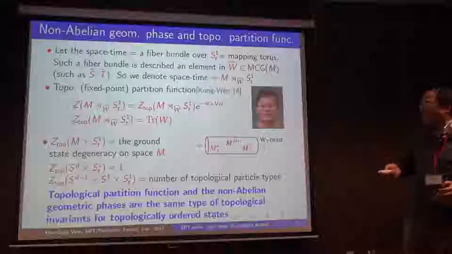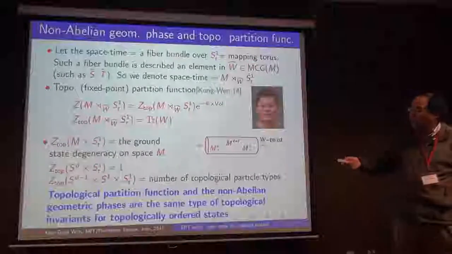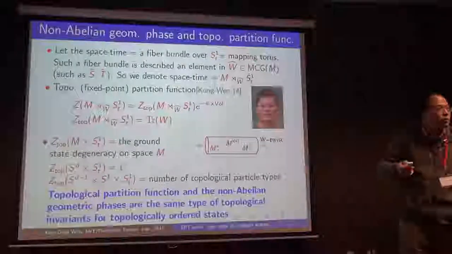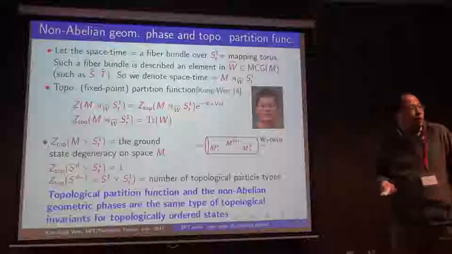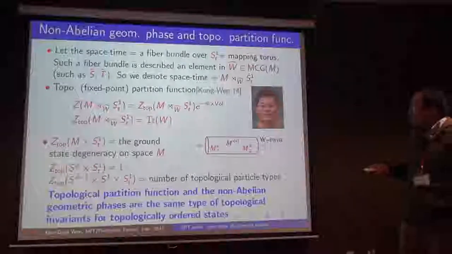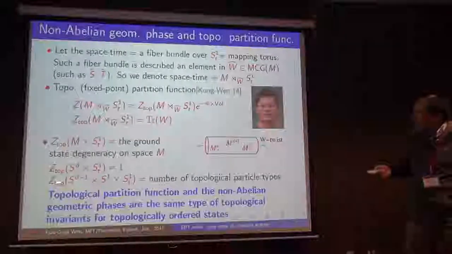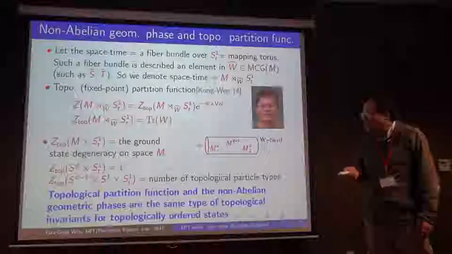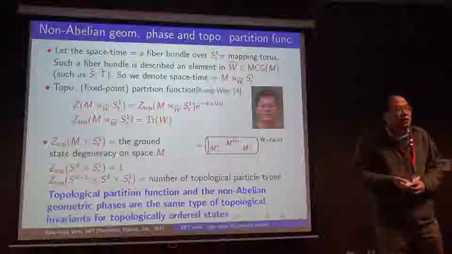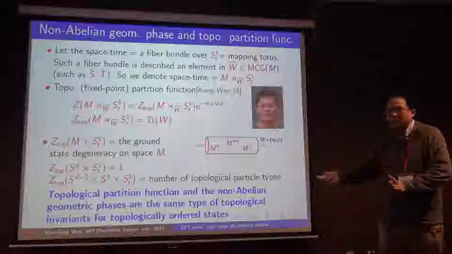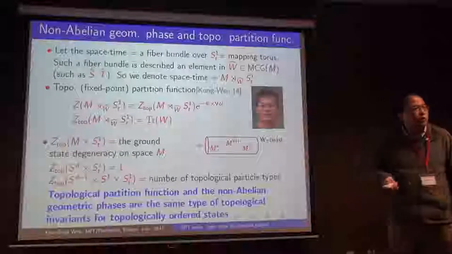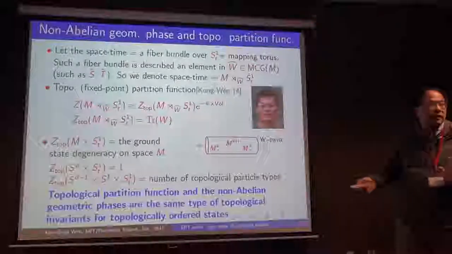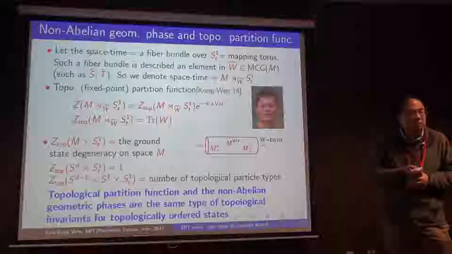So actually, that's why I introduce all this topological order, because in these two lectures, this topological partition function will play a very important role in understanding SPT states and also topological order states. And if a space-time is like S^D times S^1, then this partition function must be identity. Topological must be identity. But certainly it doesn't have to be. If this function is not identity, that means symmetry breaking. Actually, this function being identity means there is no symmetry breaking, and you only have a pure topological order.